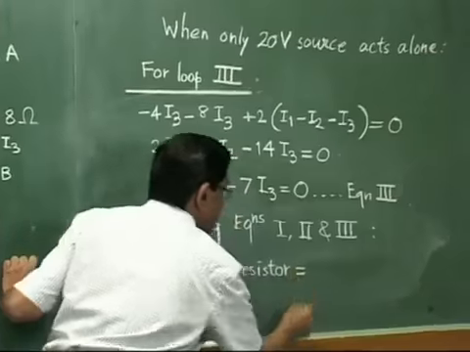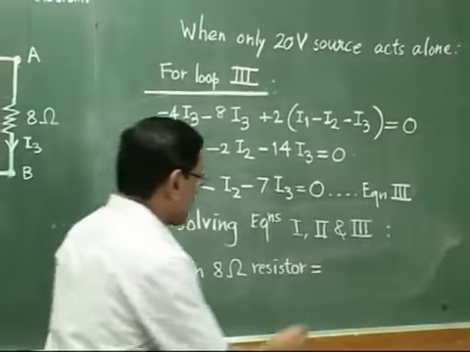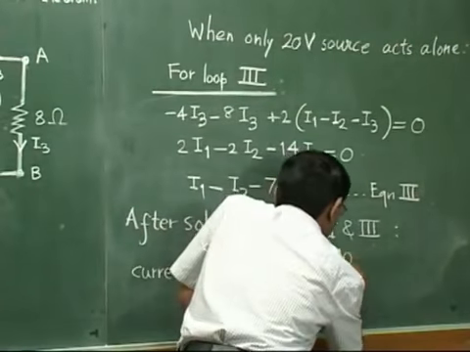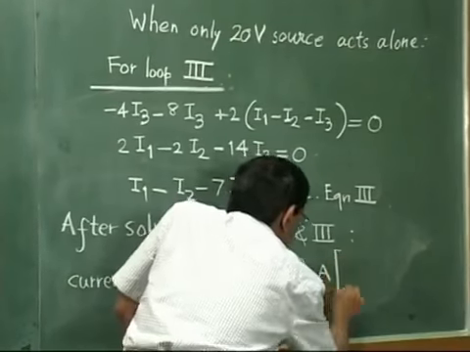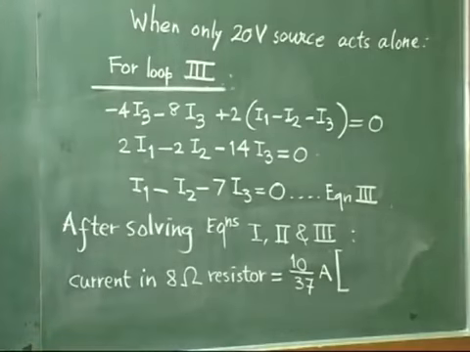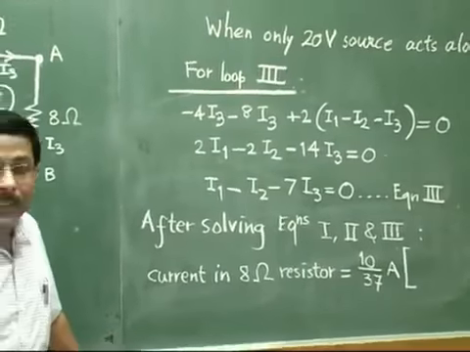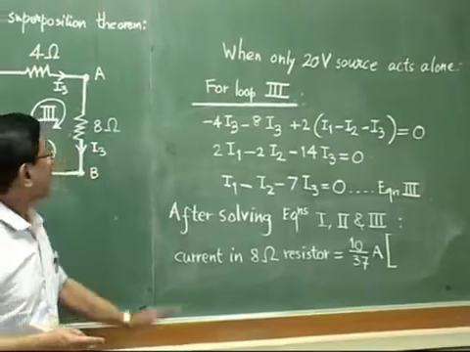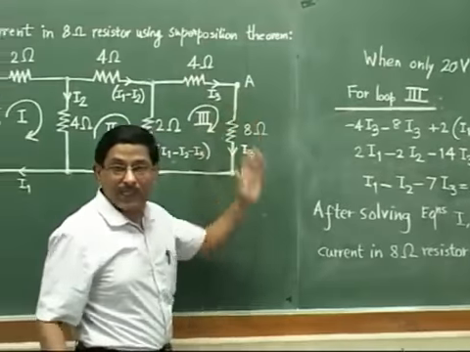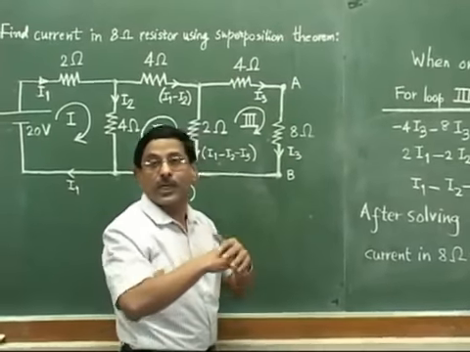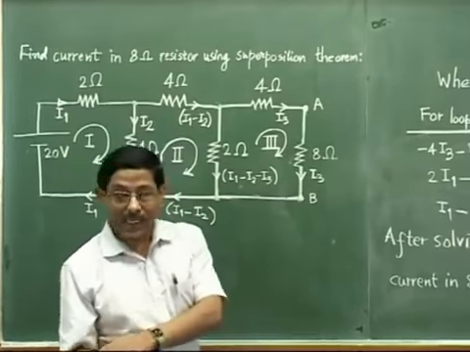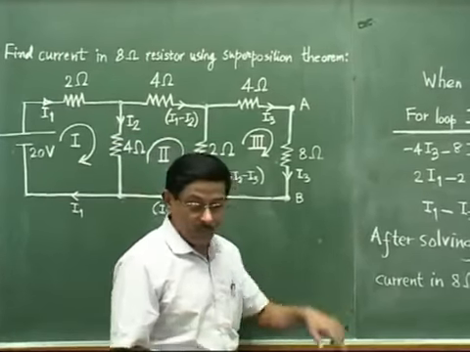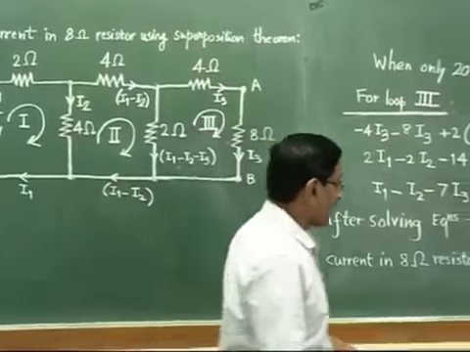This is equal to, its value is 10 by 37 ampere. So 10 by 37 ampere. But here it is very important in superposition theorem to record or mention the direction of current, whether from point A to B or B to A. Otherwise, finally you cannot combine the results. Okay, so that is very important. So magnitude as well as direction, both are important. Here we get the direction as from A to B.